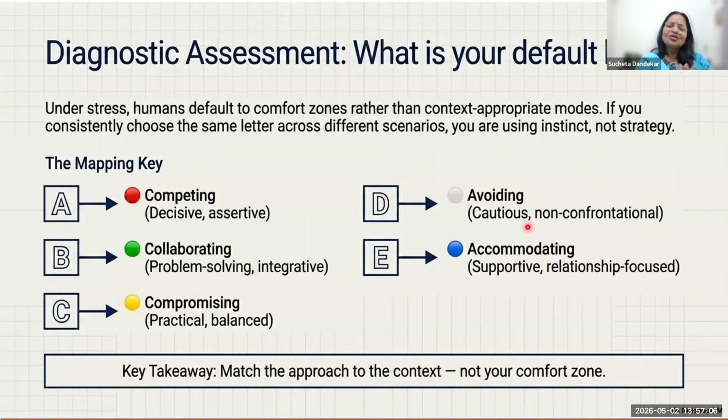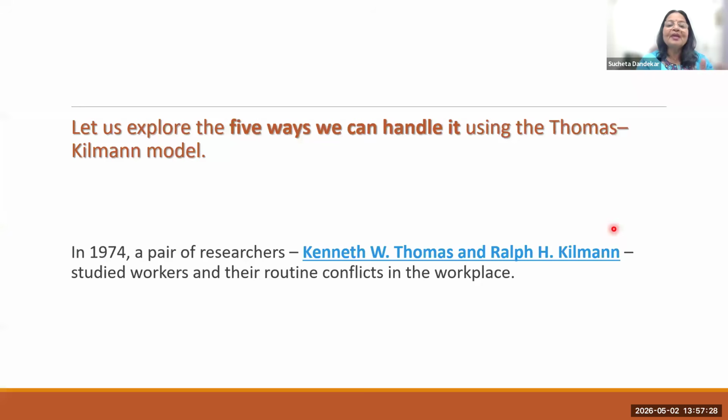All right, so keep that. There's nothing like right or wrong. There is nothing like this is the situation. But what you need to know is you are this kind of a person. How can you move or change or shift as and when things happen? And this is what we are going to explore subsequently. So, we will explore the 5 ways we can handle conflict using the Thomas Kilmann model.